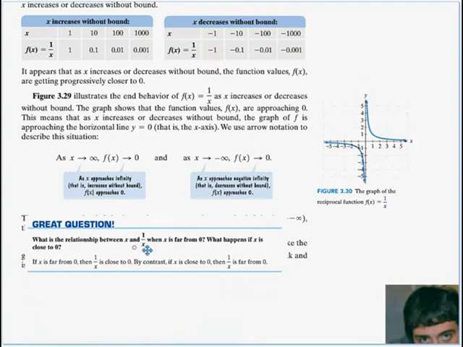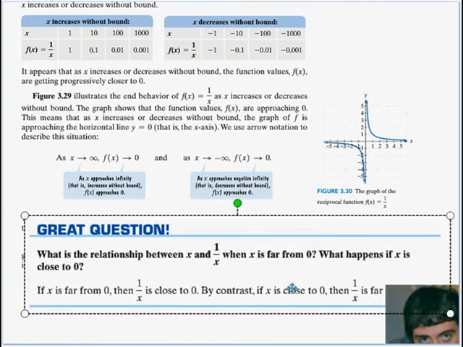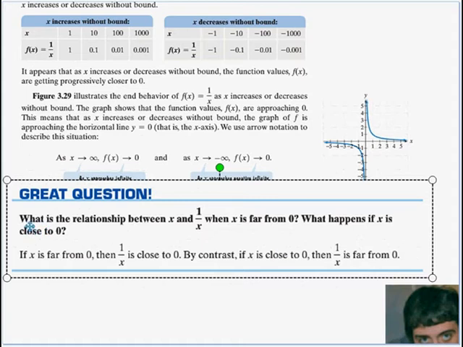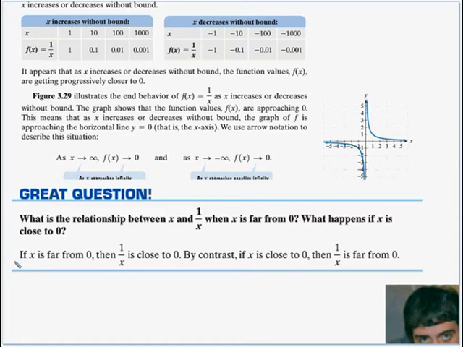Looks like we got a question. I like this one so much I put this right in your notes. What's the relationship between x and 1 over x when x is far from 0, and what happens when we are close to 0? Well, if x is far from 0, then the function is close to 0. By contrast, if x is close to 0, then the function is far away from 0.